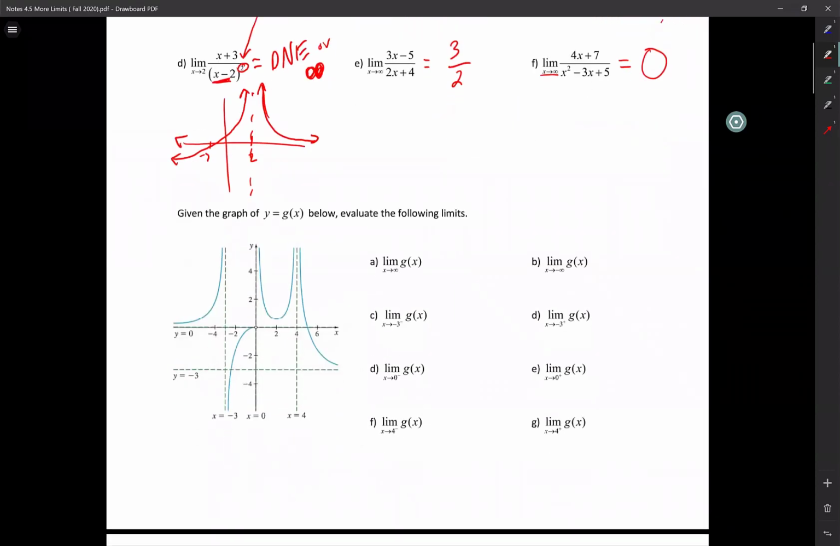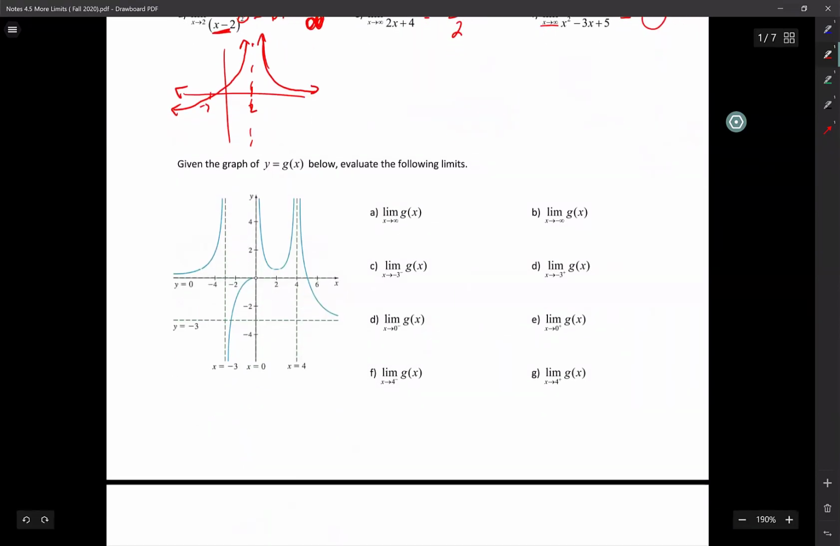All right, guys. And I think we can go through this one pretty quickly. It says, given the graph y equals g of x below, evaluate the following limits. So we're just looking at graphs. Limit as x approaches infinity. It looks like, they should have put an arrow there. It looks like I'm approaching whatever this green line is, and that green line looks like it's -3?